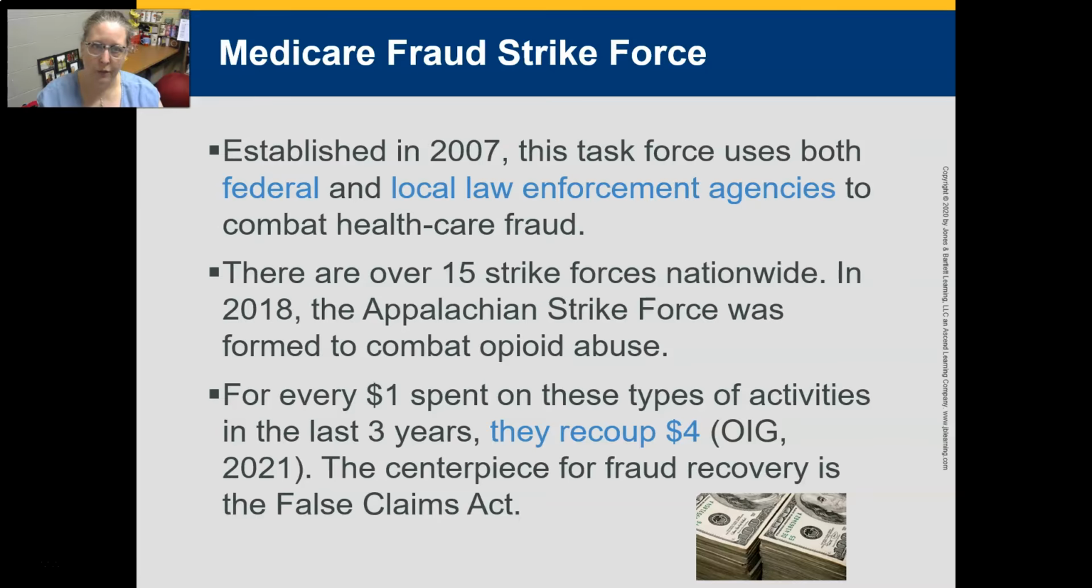So we established a Medicare fraud strike force. It was established in 2007. This task force uses both federal and local law enforcement agencies to combat healthcare fraud. There are over 15 strike forces nationwide. In 2018, the Appalachian Strike Force was formed to combat opioid abuse. And for every dollar that is spent on these types of activities in the last 3 years, they have recouped $4. This is from the OIG in 2021. The centerpiece for fraud recovery is the False Claims Act. So it is money well spent because they get the money back.